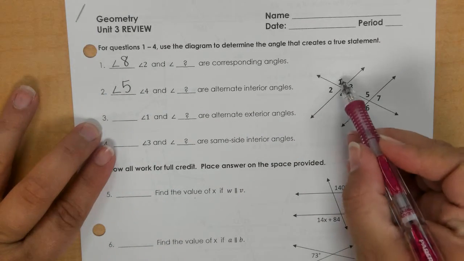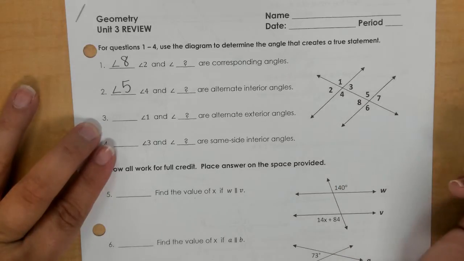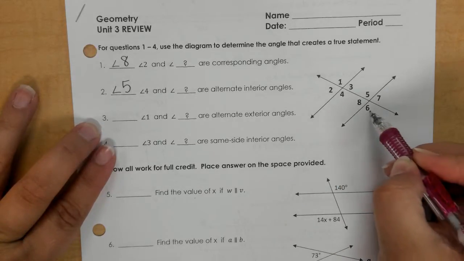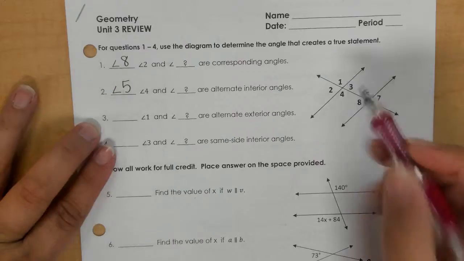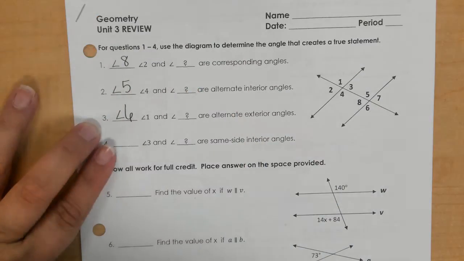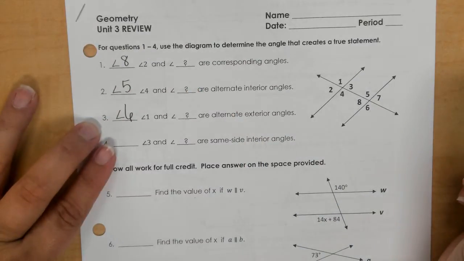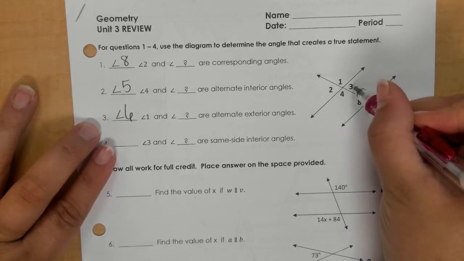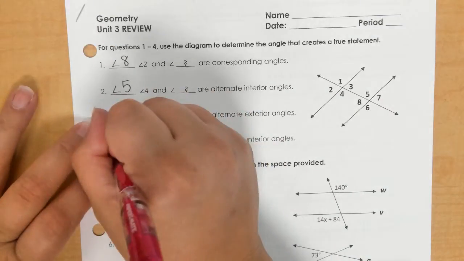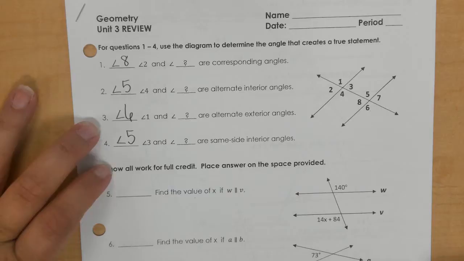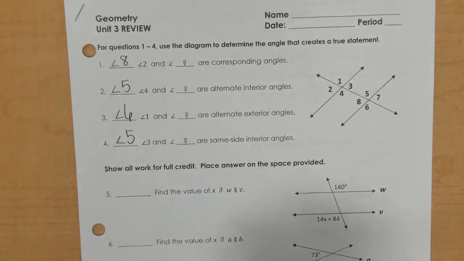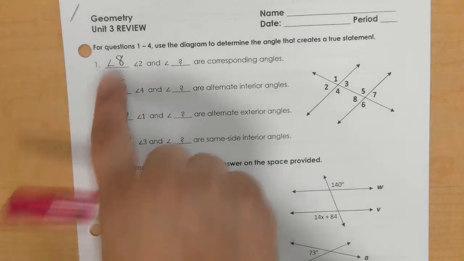3, we have 1 and what are alternate exterior angles? So that would be 1 and 6. And 3 and what are same side interior angles? So 3 and 5. Please make sure you put angle in front of each one.